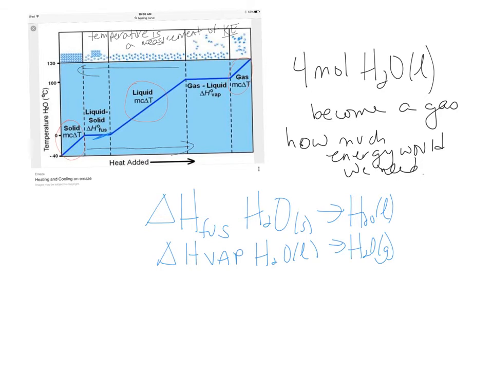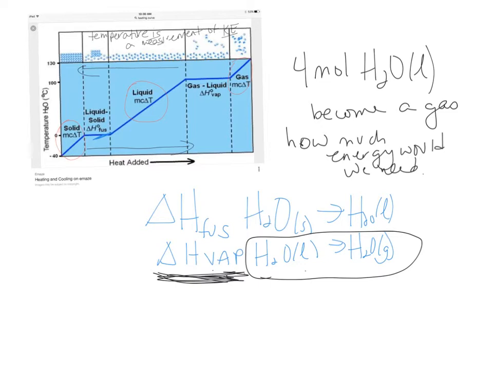When water becomes a gas, this is the equation, and it would have a certain enthalpy of vaporization. So we can't figure out how much energy we need until we know the molar energy, the energy for 1 mole. We have to look that up, or else we'd have to go in the lab and do a bunch of experiments, and that would be tedious. Someone's already done this. So let's pull up the value of the molar heat of vaporization of water going from a liquid to a gas.